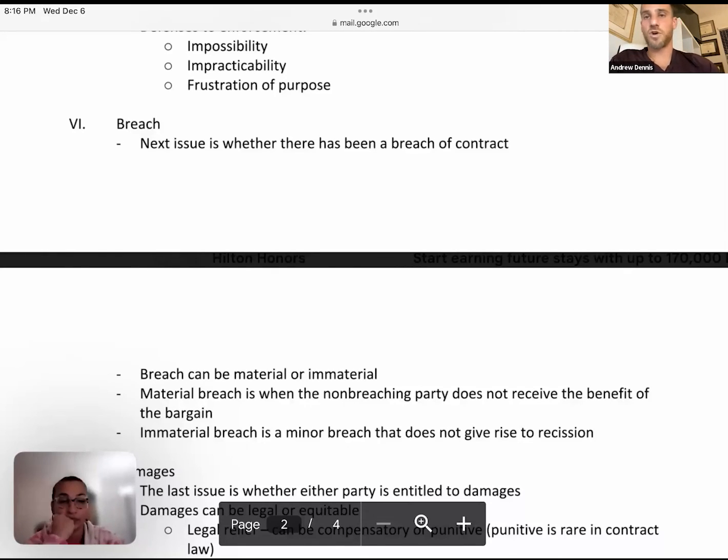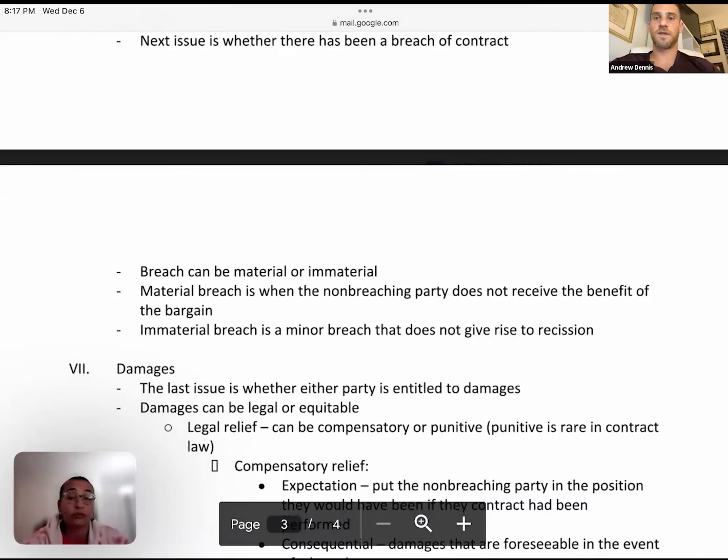So good phrases, you just want to do an analysis: issue, rule, argument, opposing argument, conclusion. The issue is whether there's been a breach. The rule is what material and immaterial breaches are, or what an anticipatory repudiation is. The analysis is whether there's a breach by not paying. The opposing argument is you didn't have a duty to pay because XYZ. All these things come into effect during breach.